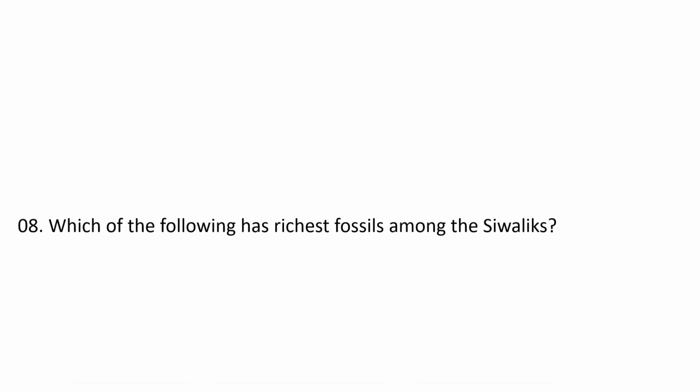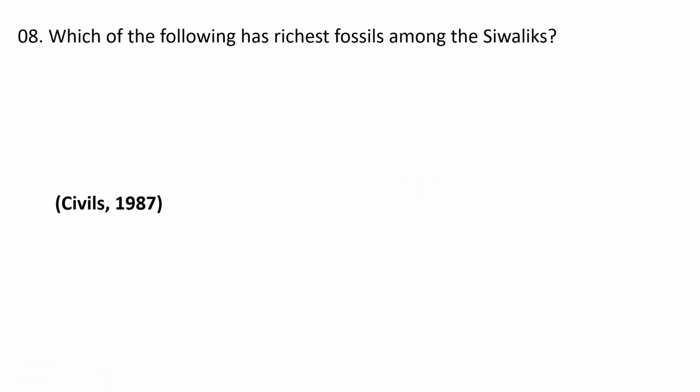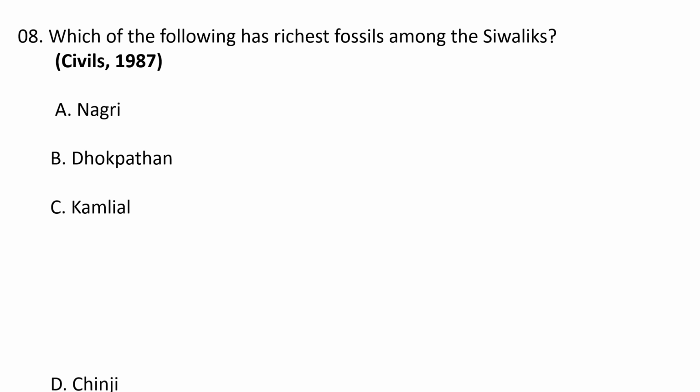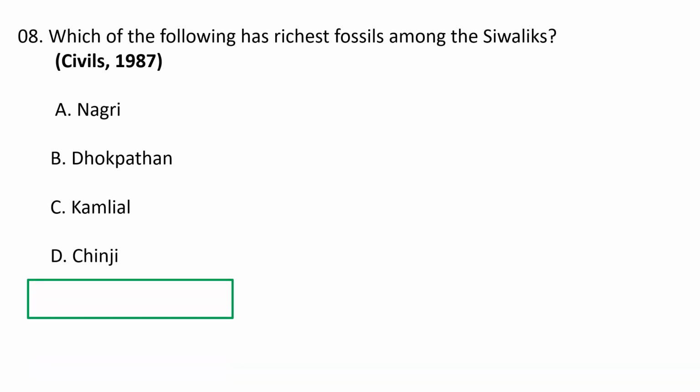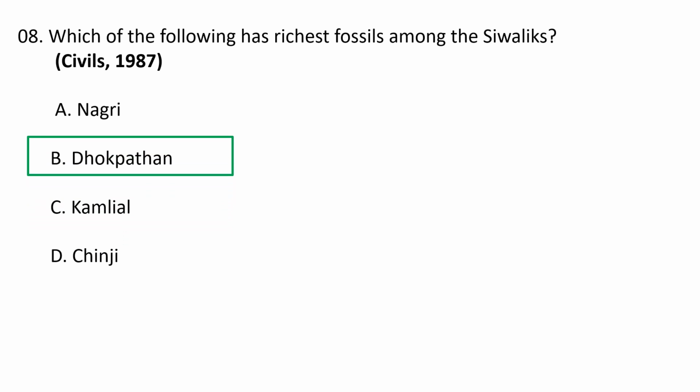Next question. Which of the following has the richest fossils among the Siwaliks? A. Nagari, B. Dokpatan, C. Tatrot, and D. Chinji. The correct answer is B. Dokpatan. The Dokpatan formation of the middle Siwaliks is remarkably rich in fossils of ungulates. The fauna consists of Cervidae, Giraffidae, Tragulidae and Suidae, but the fossils of family Bovidae are more abundant. So the richest fossils among the Siwaliks is Dokpatan.